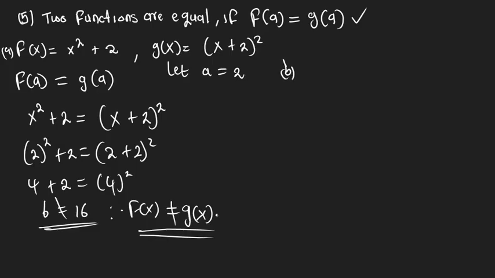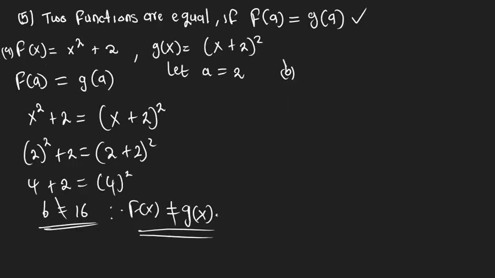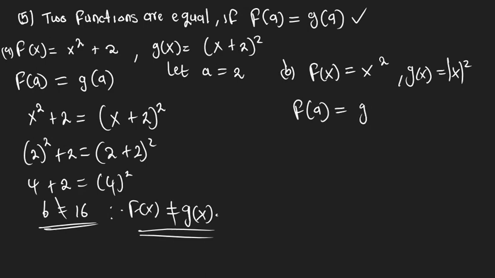We get to B. So for B, we use the same concept. For this one we have our f of x equal to x power 2, and g of x is the absolute value of x, power 2. So now for this one, the same concept applies. F input of A must equal G input of A. I can say I let A equal 2.